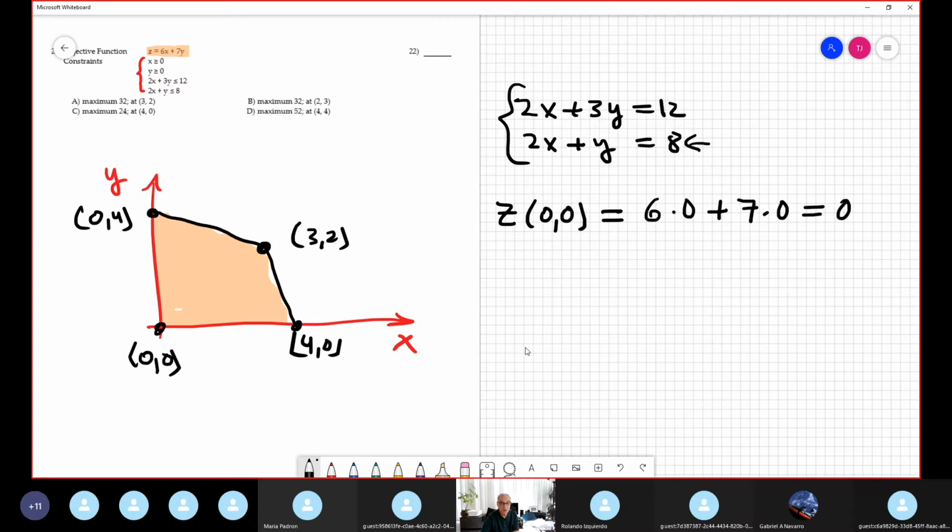It's 0. This is the corner. We don't have no sense. All we have in the lower corner, we don't know, depends if it's minimum or if it's maximum. Okay, the next is 0,4.